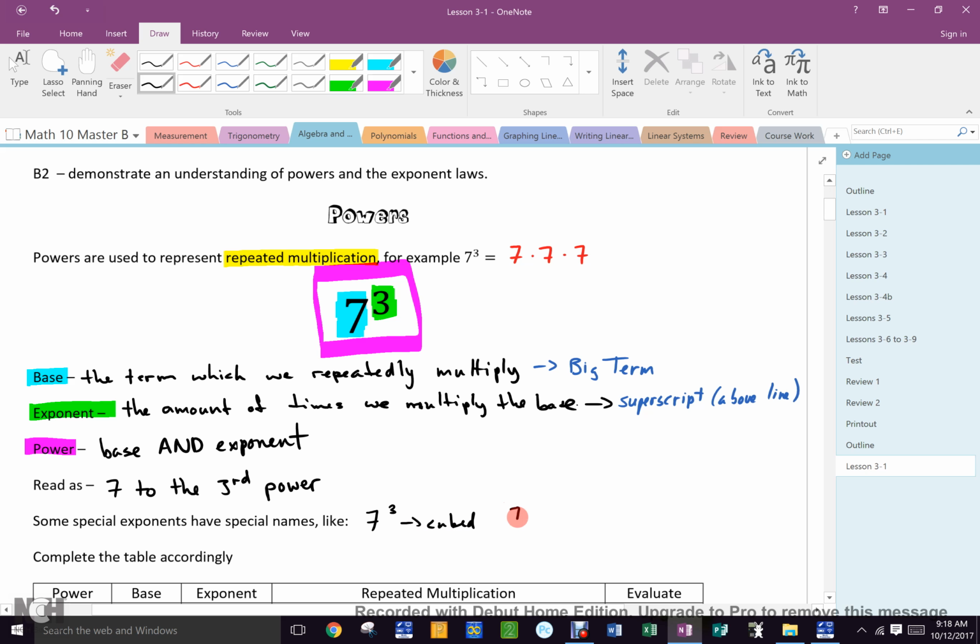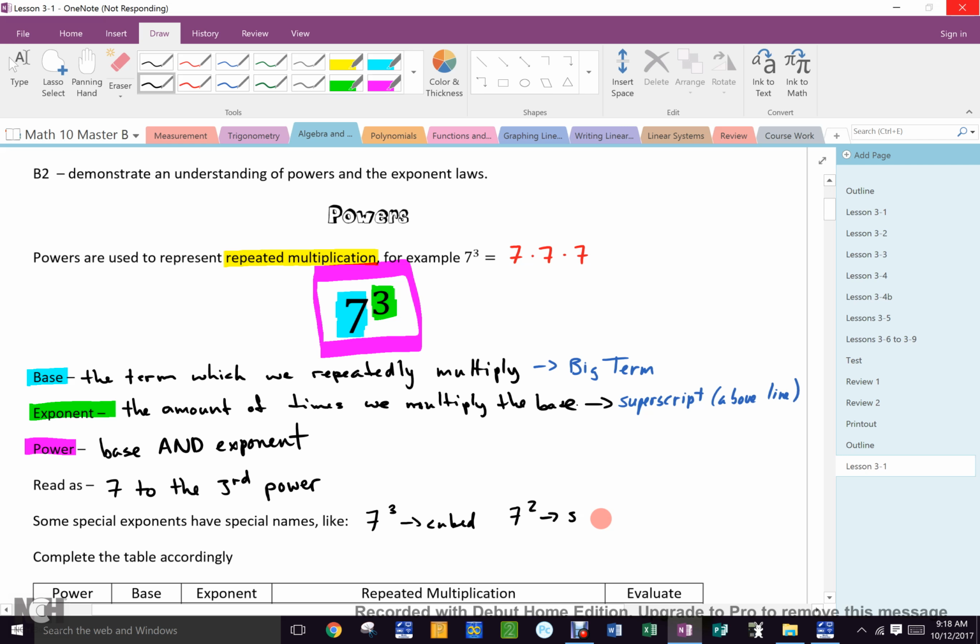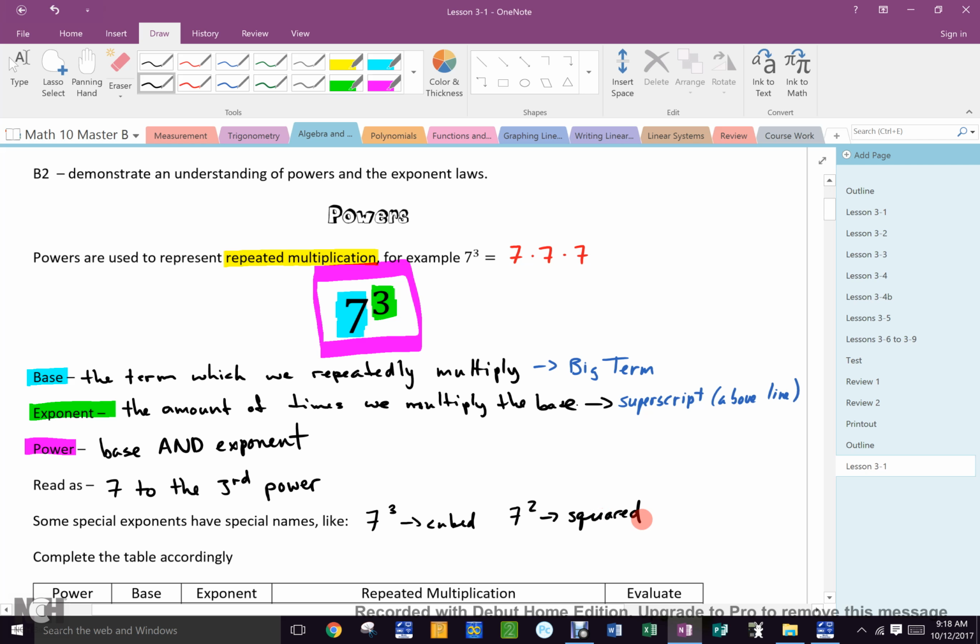That's one special name. And 7 to the 2 is squared. And those are the only ones that get those special names. All of you know all this, yes? This is not news to any one of you. But there is something that I like to remind you of here, which is why there's so much white space.